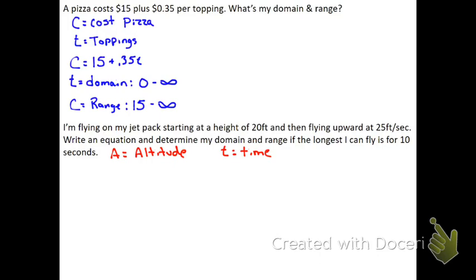Our equation will look like this. A equals our starting point 20 feet plus 25 feet per second. Our domain is time, and our range is our altitude.